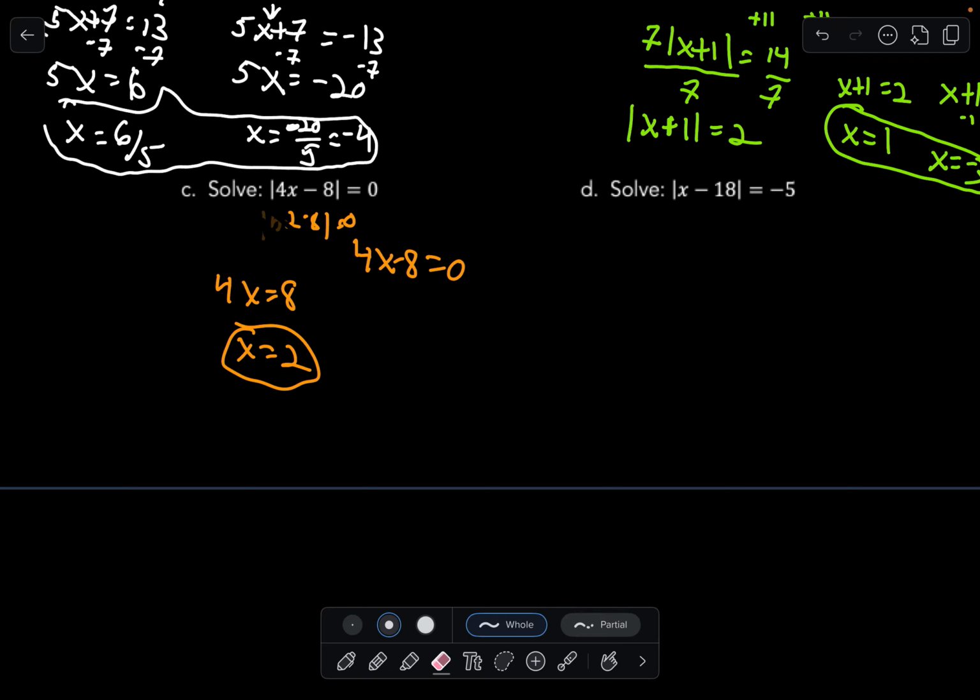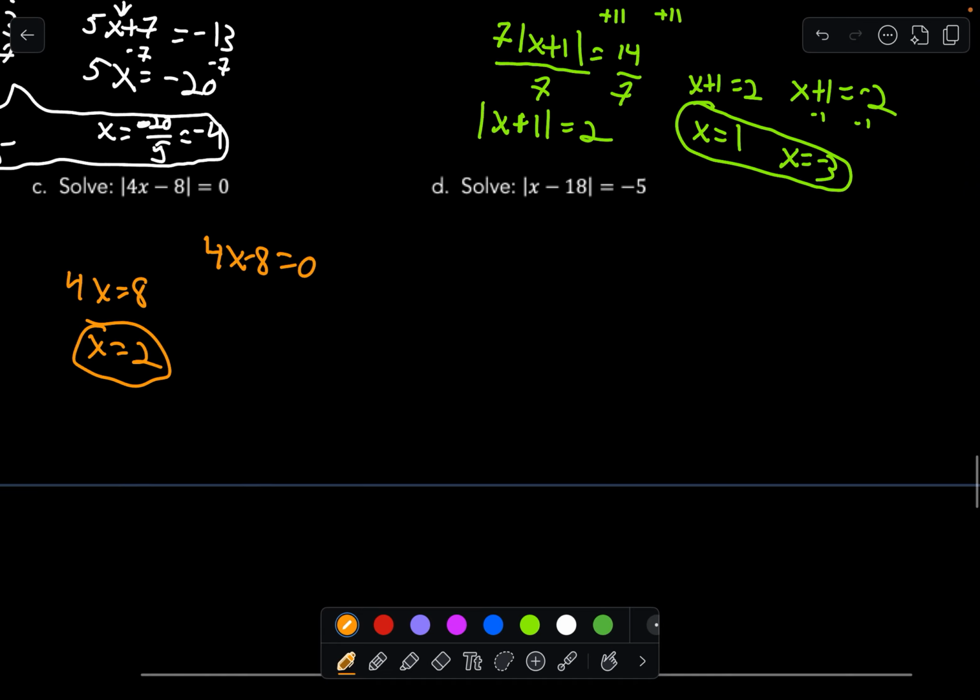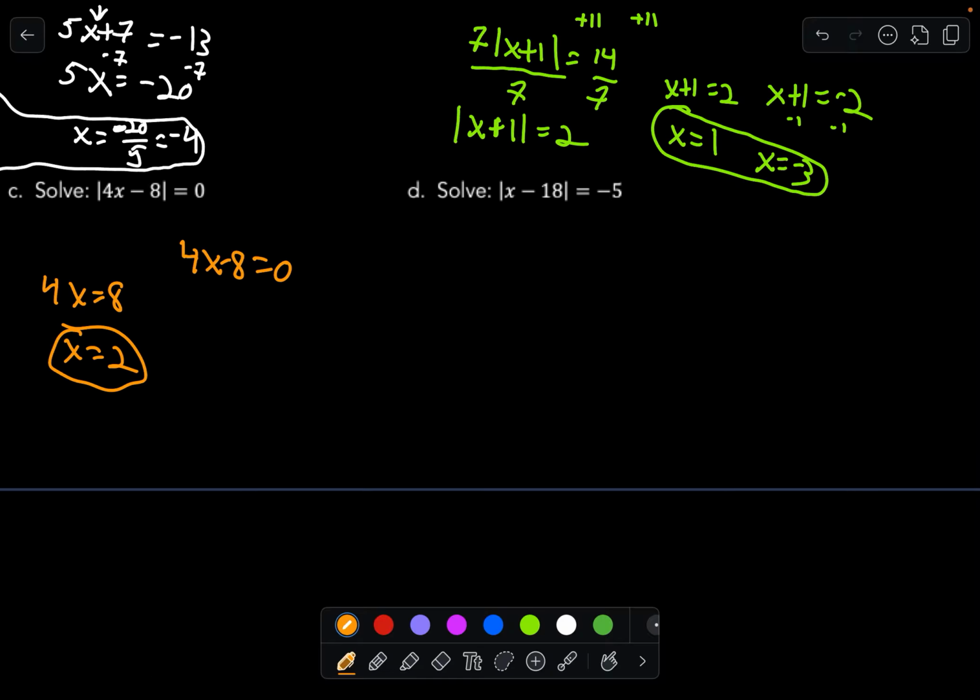So it works. So when the absolute value is equal to 0, it's easy. Just set the inside of the absolute value equal to 0 and solve. That works even if we're talking about nonlinear insides, which you won't see in this class, but if you make it into higher level math, you'll see there.